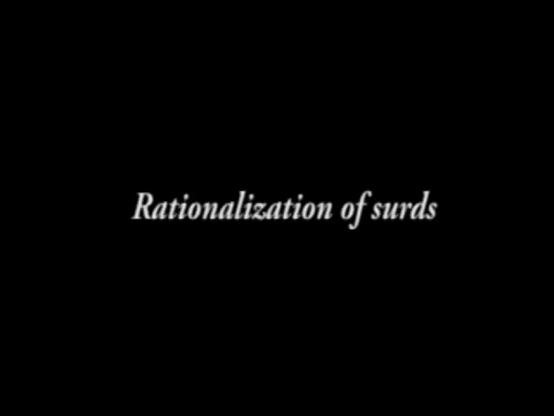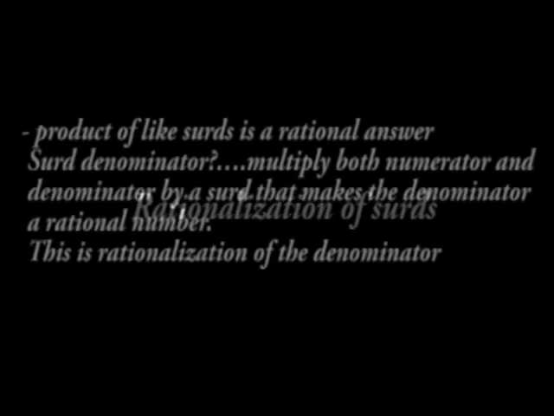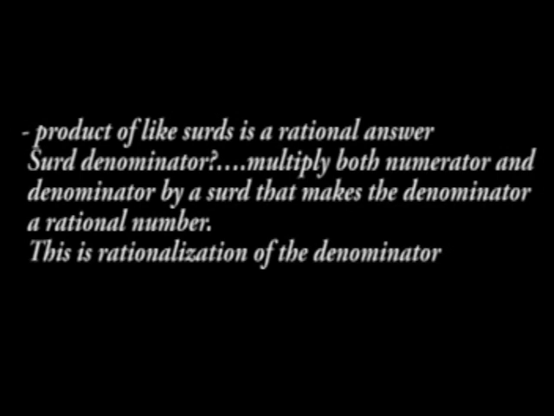Rationalization of surds. We've seen that the product of like surds is rational. This is called rationalization. When a fraction has a surd denominator, it is rationalized by multiplying both the numerator and the denominator by a surd that will make the denominator a rational number. This way we shall have rationalized the denominator.